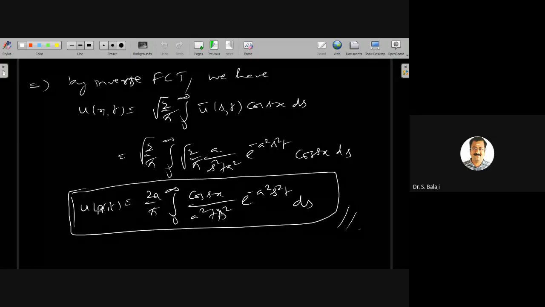This is the general idea for u of x comma t. If you know particular values of x and t, we substitute, and then everything comes in terms of s only. Then you can integrate further, depending upon the function you are getting. So this is the idea. The solution of the problem is u x comma t equal to 2a by pi integral 0 to infinity cos sx by s square plus a square. I think all of you understand the idea of solving the one-dimensional heat equation with the help of the infinite Fourier sine transform and infinite Fourier cosine transform.